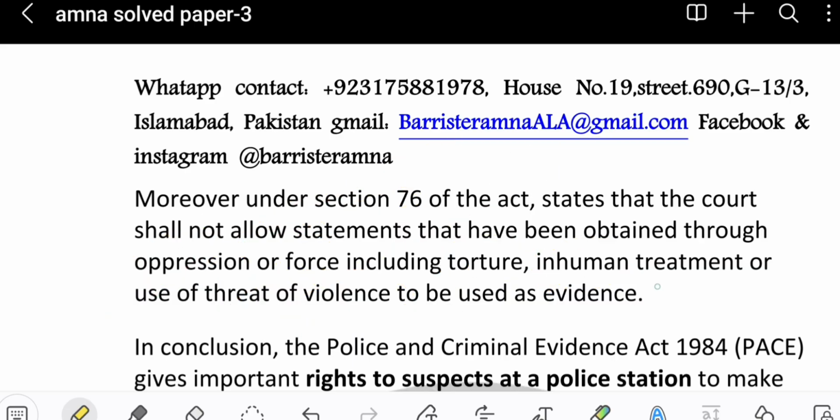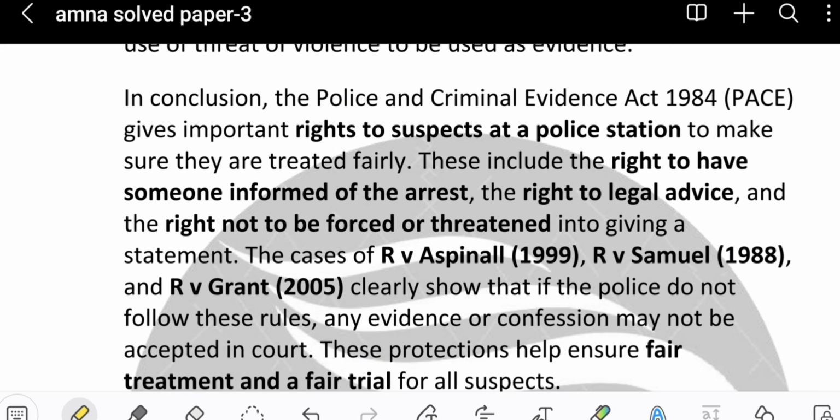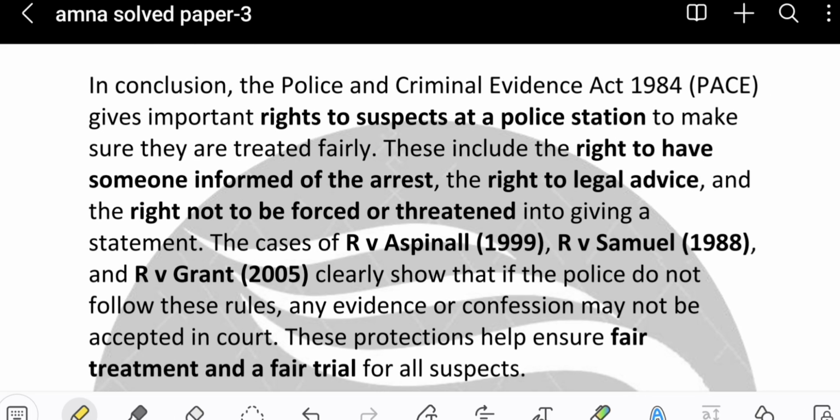Okay, so now I'm going to move on to the next paragraph. The next paragraph is the conclusion, where you have to wind up the answer. In conclusion, the Police and Criminal Evidence Act 1984, PACE, gives important rights to suspects at a police station to make sure they are treated fairly. So you have to repeat the same line here, that this act gives rights to the suspect in the police station so that they can be treated fairly.